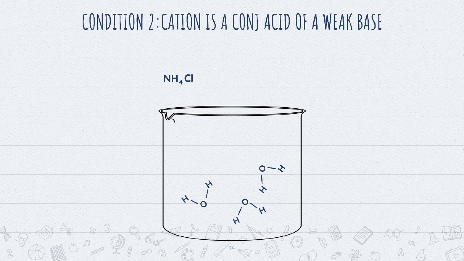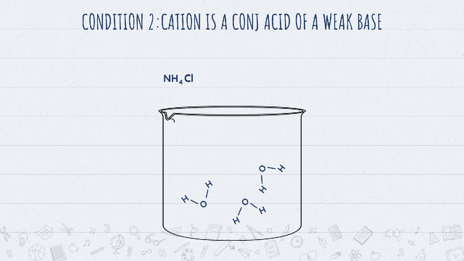Alright, so now moving on to the next condition. In this condition, the cation is the main character, whereby the cation has to be a conjugate acid of a weak base. Suppose there's another question proposed to you, whether ammonium chloride salt would be neutral, acidic, or alkaline when dissolved in water. So how do we go about solving this question?